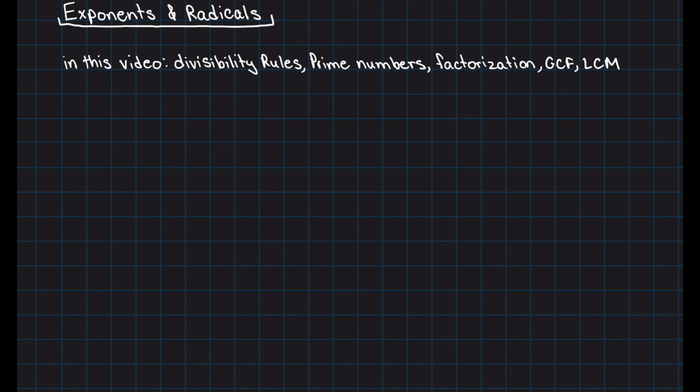In this series, I'm going to be teaching you about exponents and radicals, and this series will be covered over, I want to say, approximately 3 to 4 different videos, each on different sections. But in this video, we're going to be starting with the fundamentals of exponents and radicals, which are divisibility rules, prime numbers, factorization, greatest common factors, and lowest common multiples. So let's just get started.